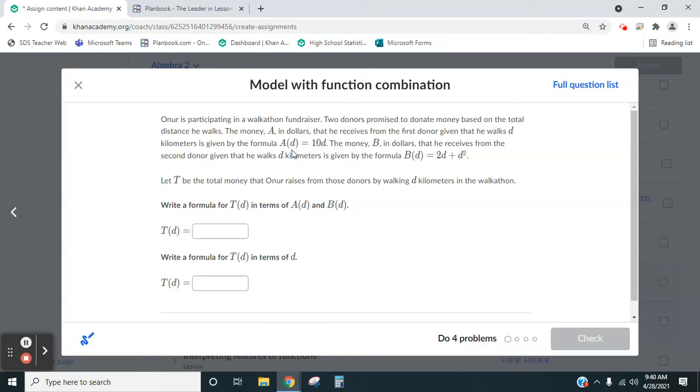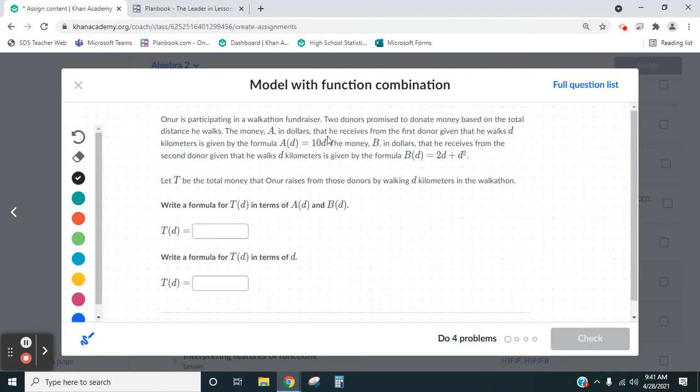Owners participating in a walkathon fundraiser. Two donors promised to donate money based on the total distance he walks. All right. The money, A. So the first thing here we need is A. A is the amount that he receives from the first donor for walking a certain distance, right? Second one is B. Money he receives from the second donor, given that he walks the same distance.